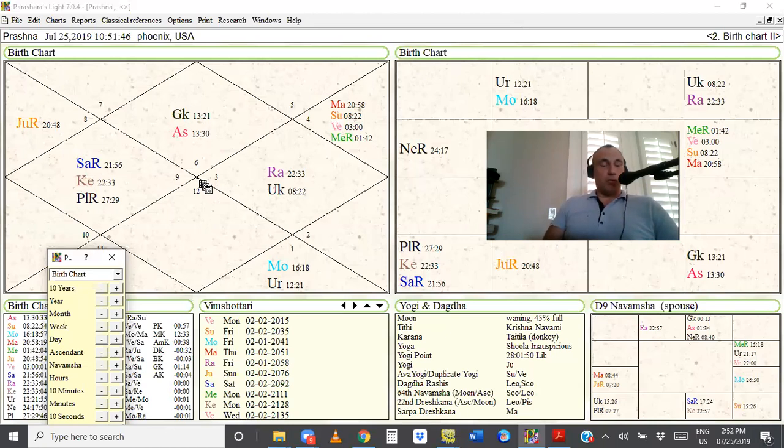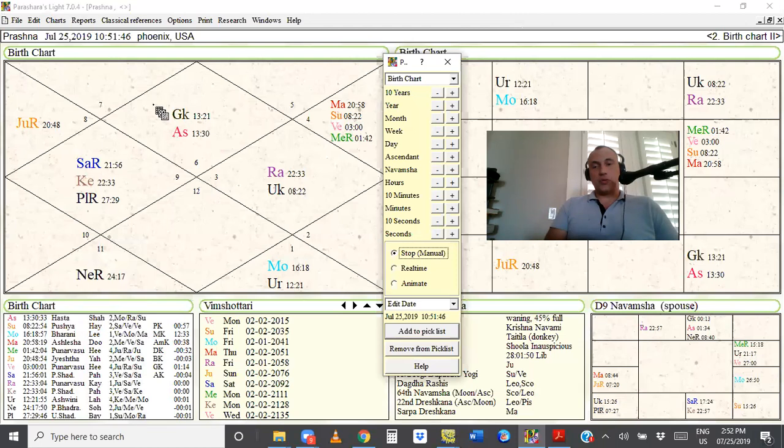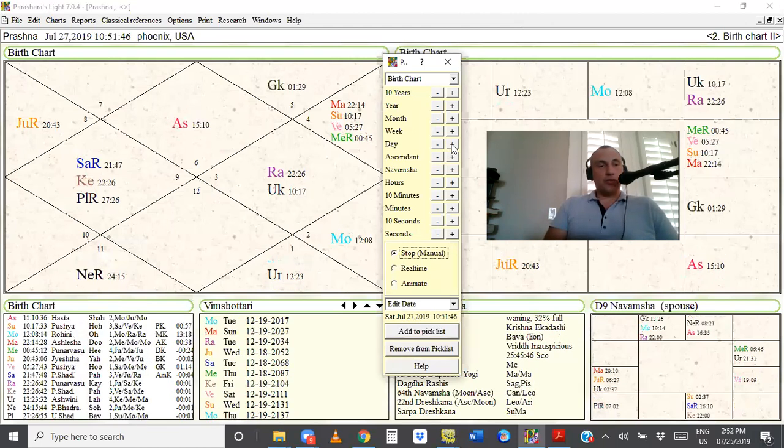So now, having said that from the point of view of the birth chart, let's take a look at what to look for by transit. So again, I said I'm a very simple person. I use the formula that Parashara's Light gives me. And on any given day, you can go, and so let's say today's July 25th. I'm going to go a couple days ahead. Let's see, here's July 27th.